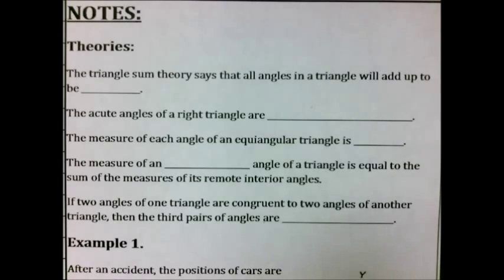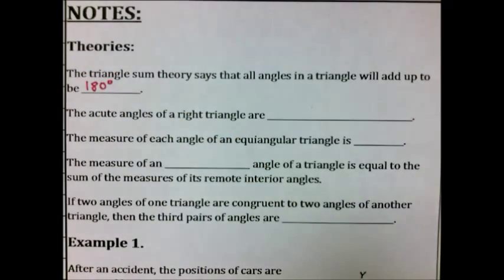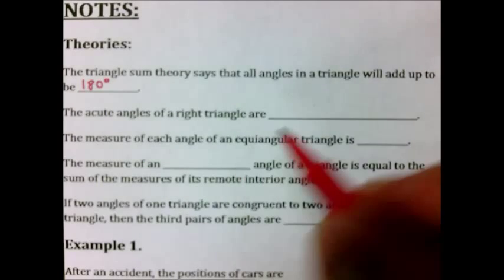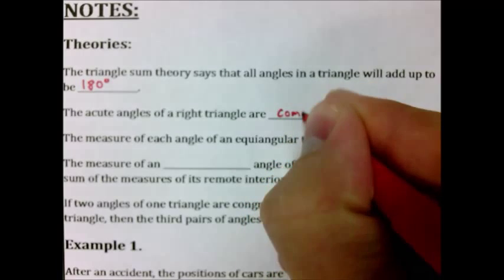The first theorem we're going to take a look at is the triangle sum theorem, which says that all angles in a triangle will add up to be 180 degrees. I think that's something that you guys know, but I'll go through it again real quick. If we're given a triangle like this here, all three angles will add up to be 180 degrees.